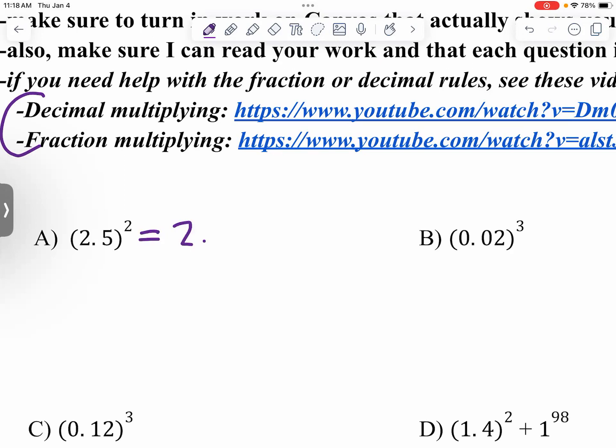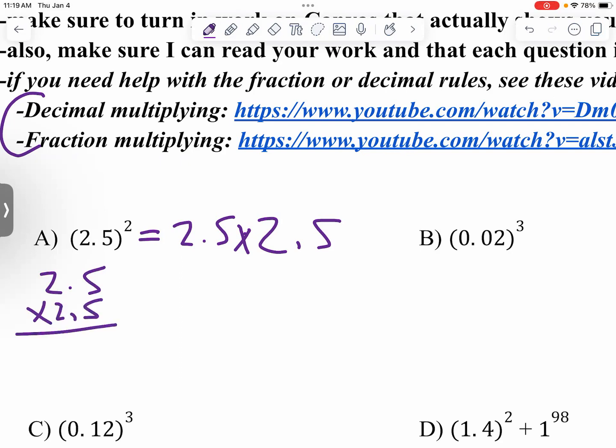All right, so the first one we have 2.5 squared or 2.5 to the second power. So that's 2.5 times 2.5. I put a dot, you can put an X, whatever. Okay, so now we're going to do 2.5 times 2.5 like this. All right, so that's going to be 125. Then here, this is going to be 50.